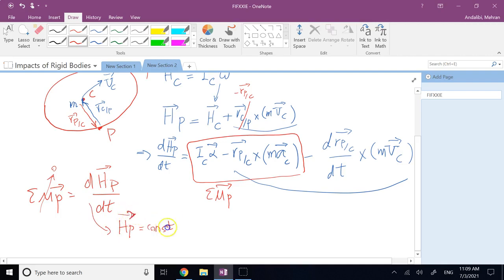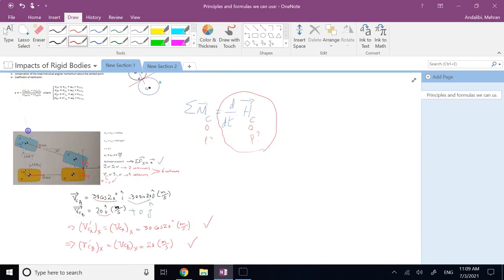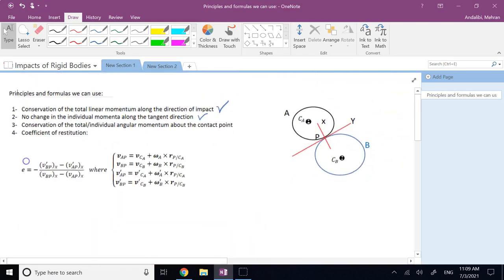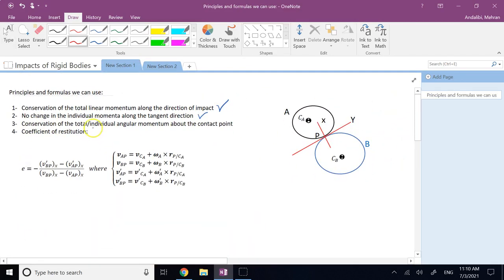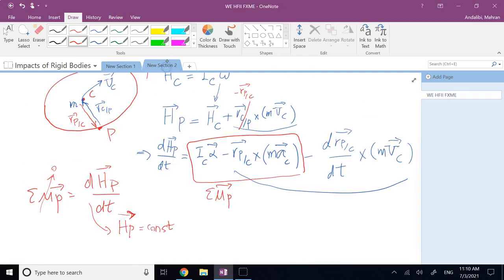after impact. So the angular momentum of each one of the parts in impact about the contact point is going to be constant, which is what we talked about here. Remember, we said that the conservation of individual angular momentum about the contact point, H of P, is constant. Well, that can be done when M about P is 0. In this case, it is.